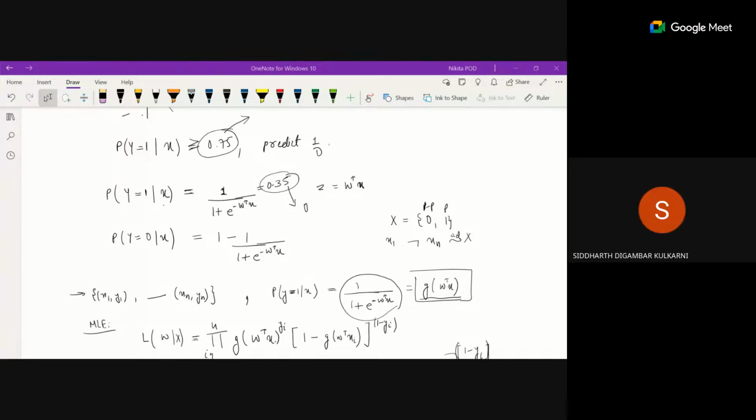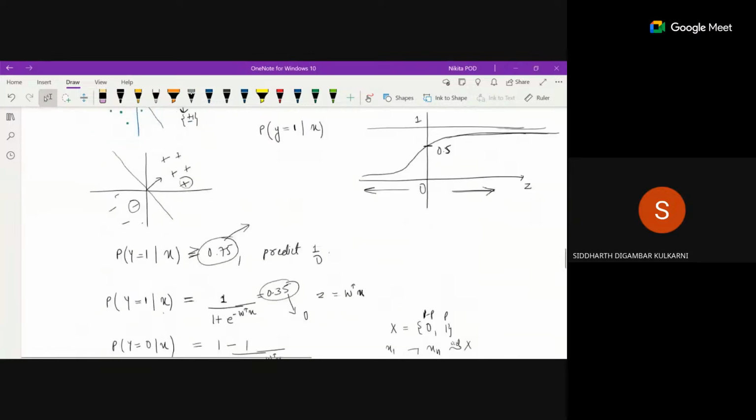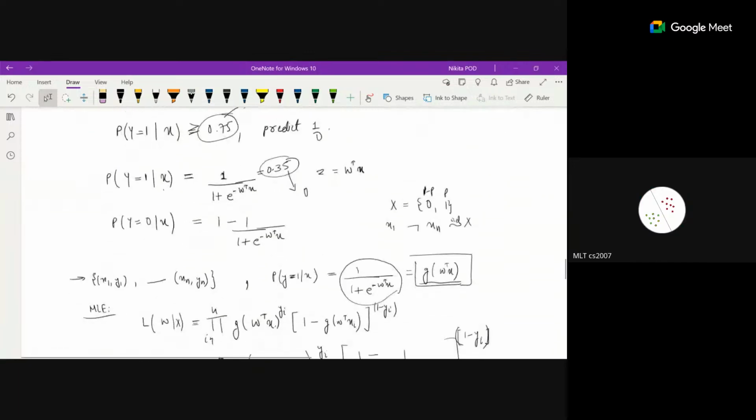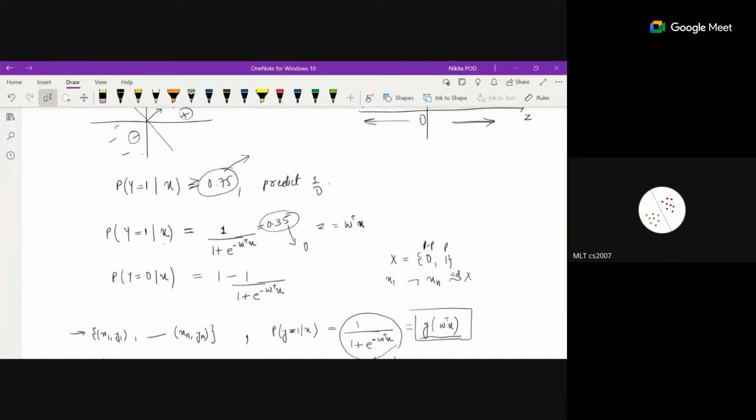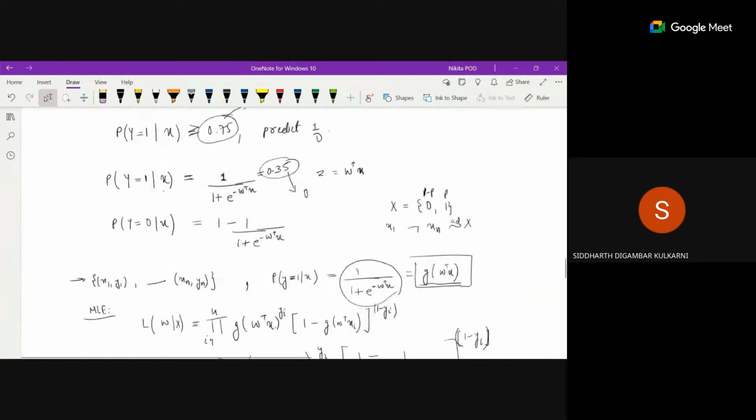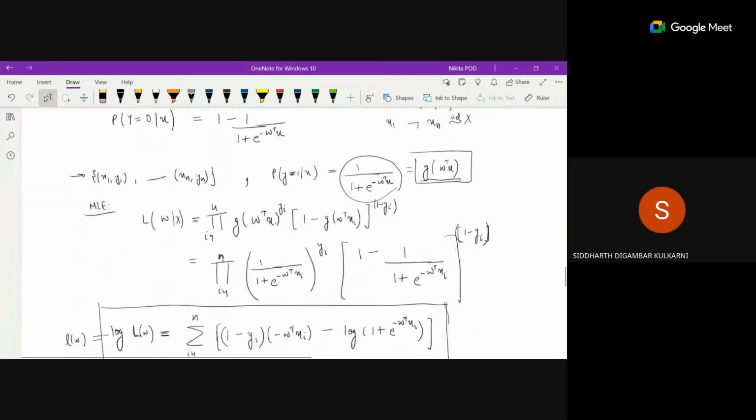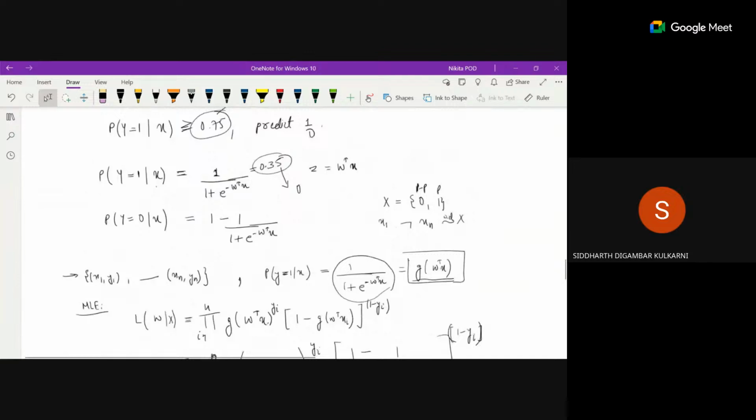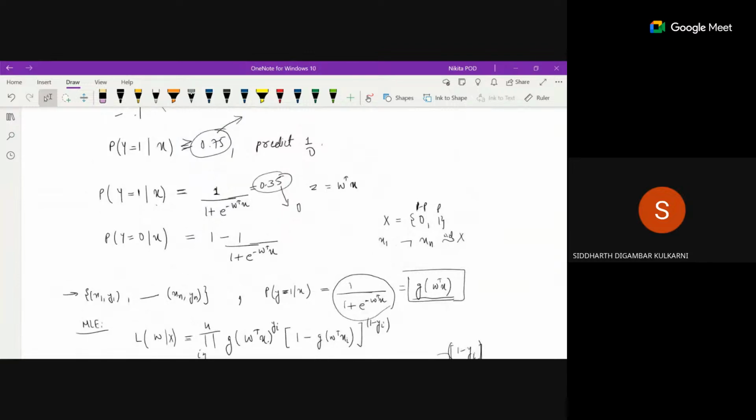So in perceptron, we label it as -1 and +1. In logistic regression, we label it as 1 and 0. This is what logistic regression is. In logistic regression, we give the labels as 1 and 0, and in perceptron, we give the labels as 1 and -1.